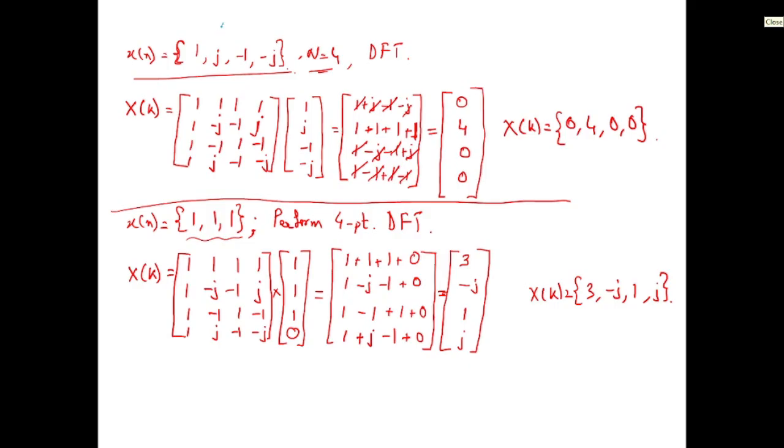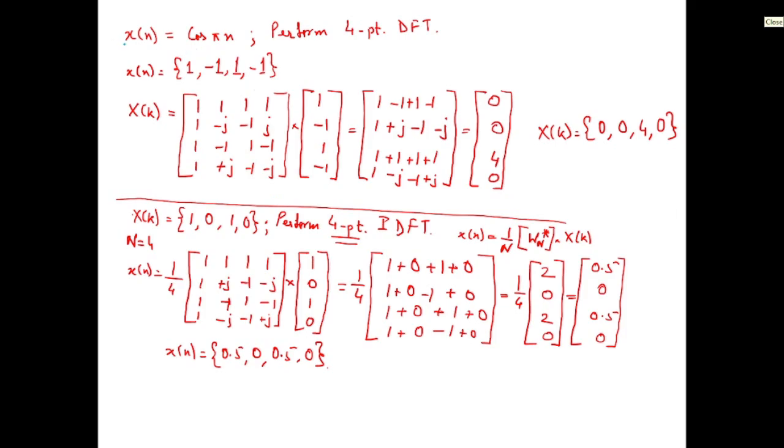With the same signal given, you have to perform a 4-point DFT, so you get X(k). You have to compute X(k) from x(n), which is given. Here only 3 values are given, so you have to pad it with a single 0 to make it compatible with a 4-point signal, and then compute X(k).